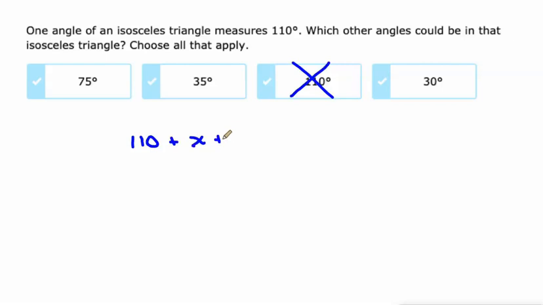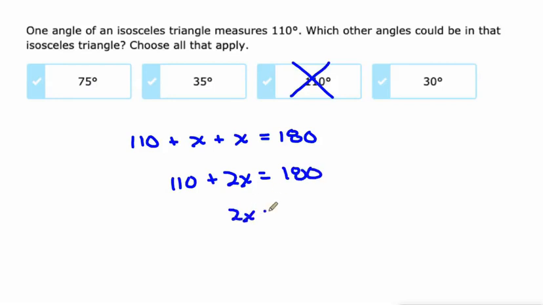So two equivalent angles that add up to 180. So 110 plus 2x equals 180. If we subtract 110 from both sides, we get 70. So each angle would have to be 35. 35, 35, and 110. So there we go. It would have to be that 35-degree angle.